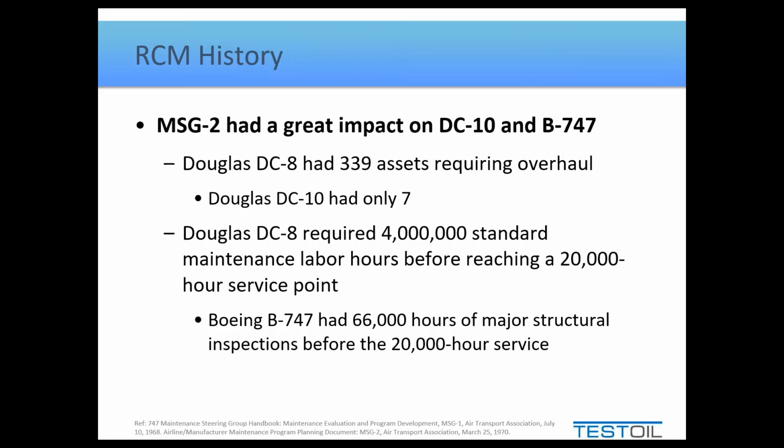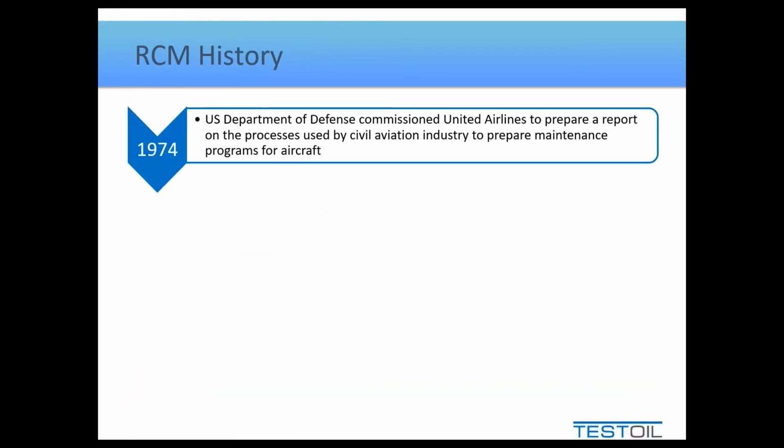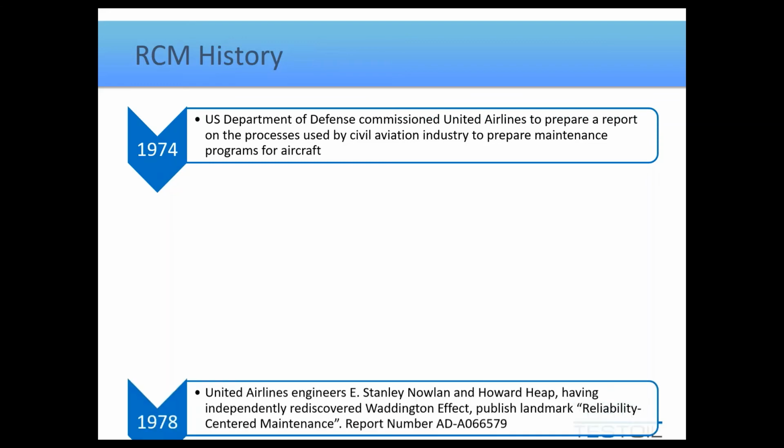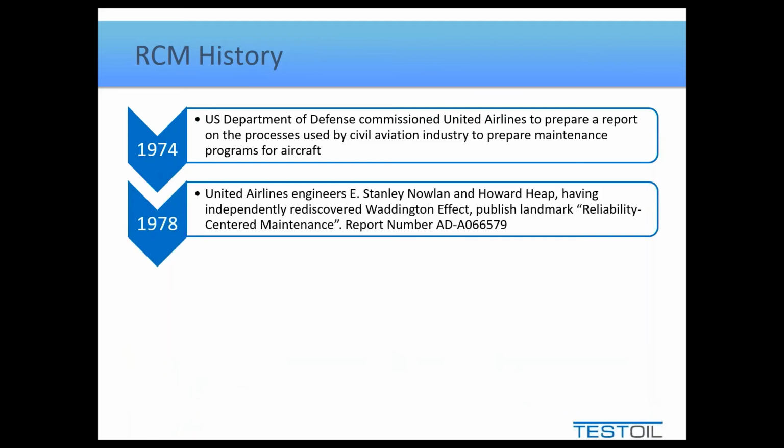So this started to stir things up, and where it stirred things up was with the military. So the DoD commissioned United Airlines and said, look, you guys on the civilian side, take a look at how you're doing things, see if you can come up with something better, and we'll implement it on our side. So over the next bunch of years, United Airlines worked on this, and that's when they published that landmark report, the Nolan and Heap report I was talking about earlier.